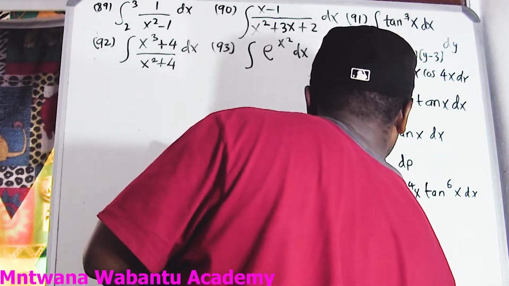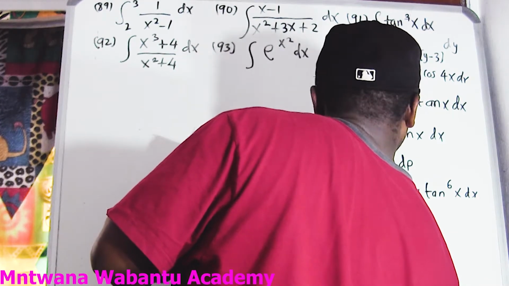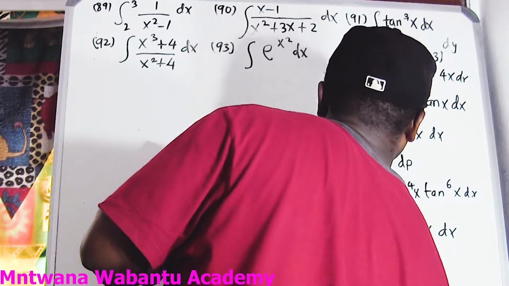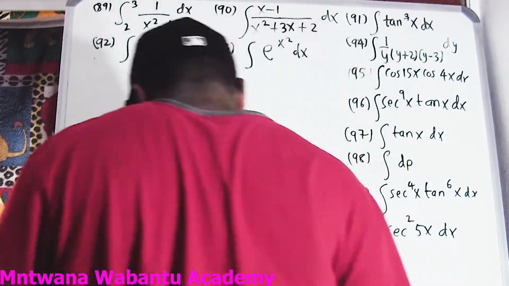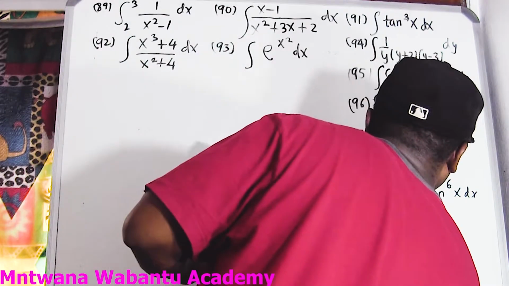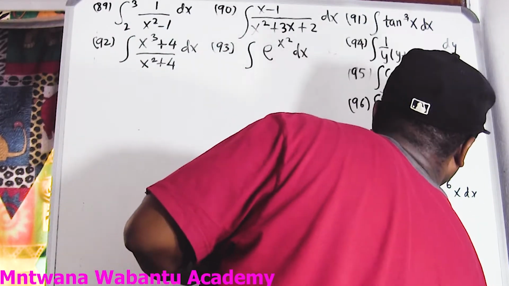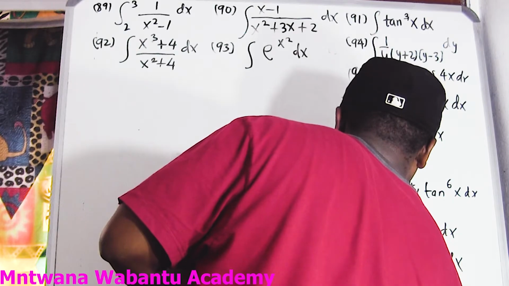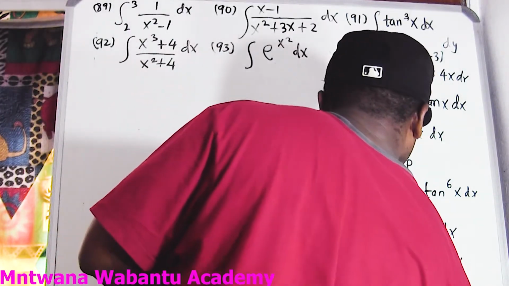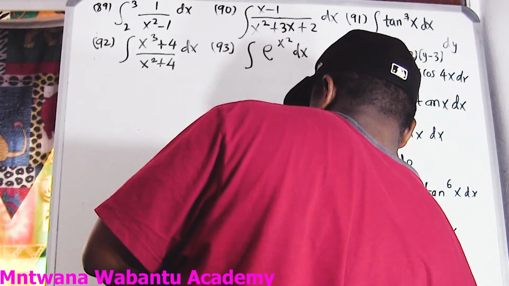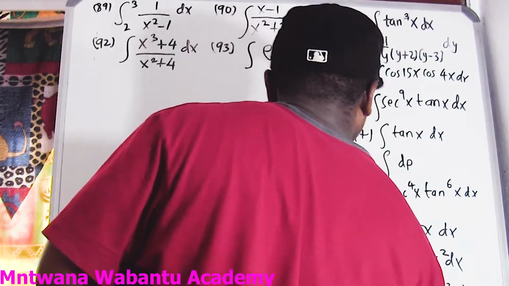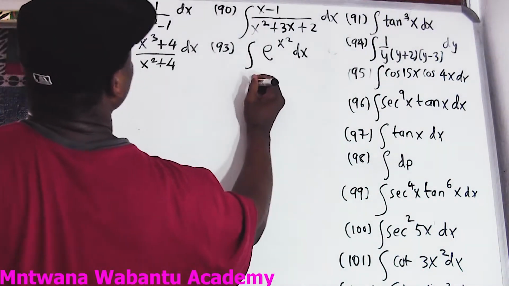Integral of sec squared 5x dx, 101. Integral of cot 3x dx, 101 and 2. Integral of tan 4x cubed dx, 102.